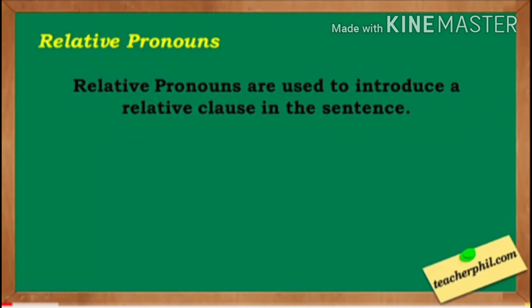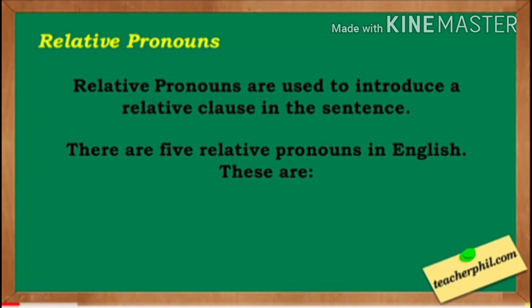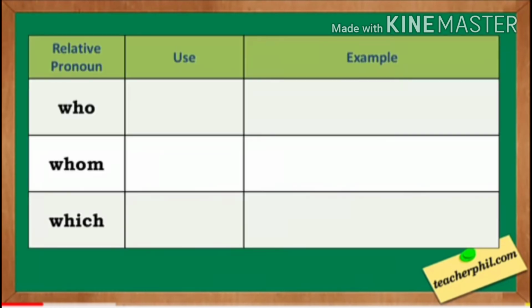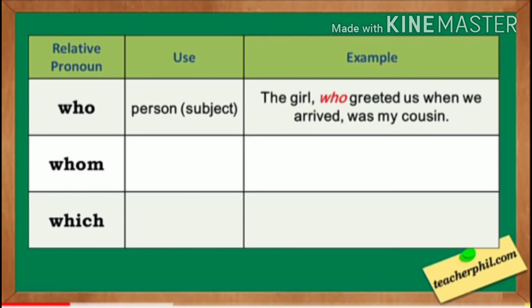Relative pronouns are used to introduce a relative clause in the sentence. There are 5 relative pronouns in English. These are who, whom, that, which, and whose. Take note of the following examples. Let's start with who. The relative pronoun who is used when we refer to a person as a subject. Example: the girl who greeted us when we arrived was my cousin.